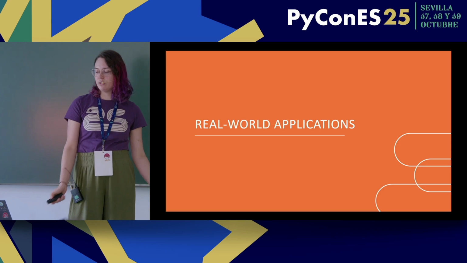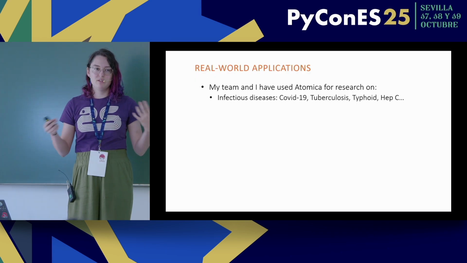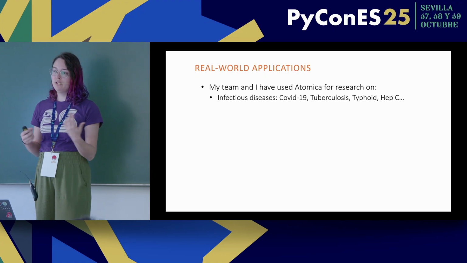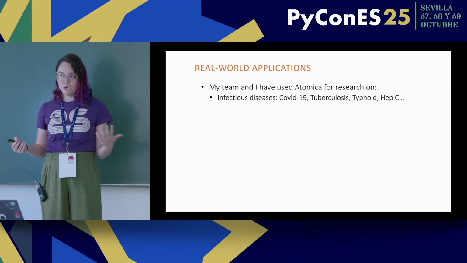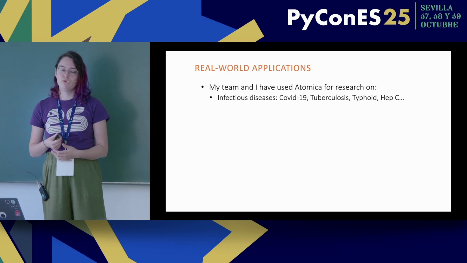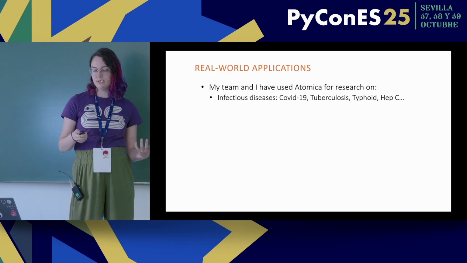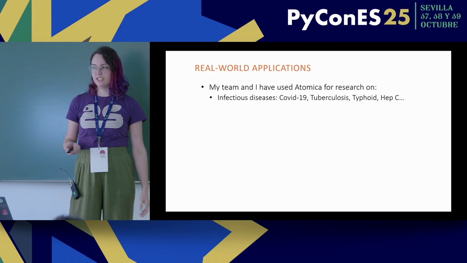So let's look at some real-world applications. My team and I have been using Atomica for quite a while, and we've used it for research on, firstly, infectious diseases, of course, including COVID-19, tuberculosis, typhoid, hepatitis C, and so on. But it can also be used for other things outside of infectious diseases.